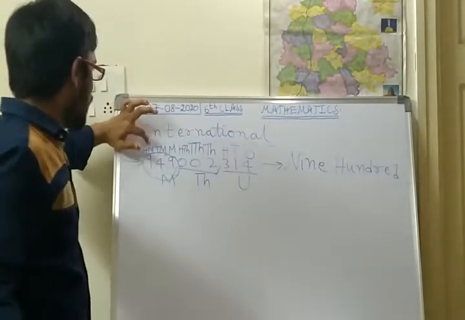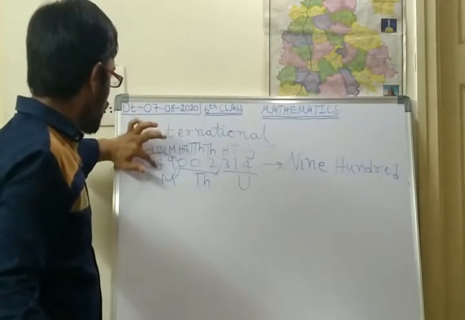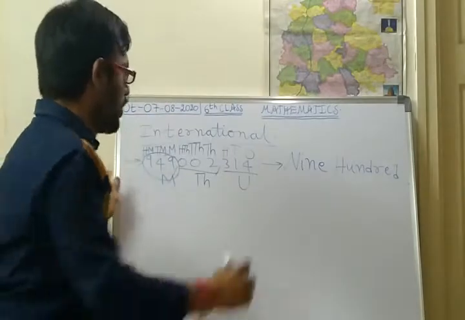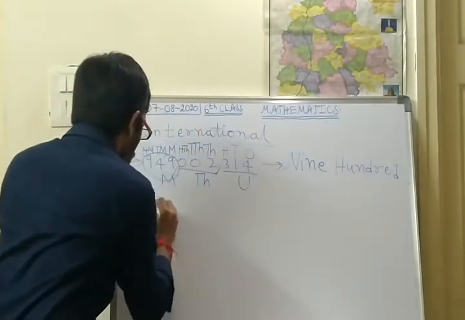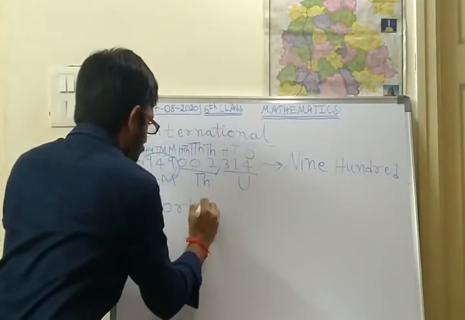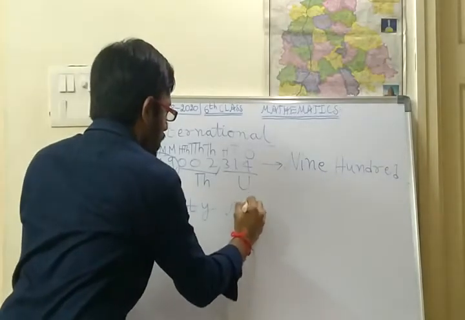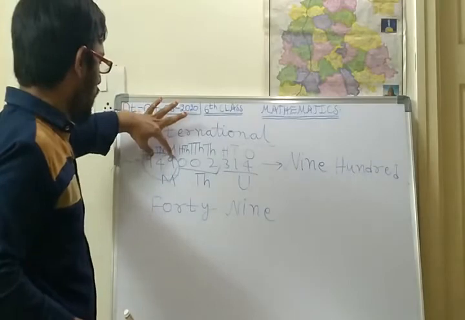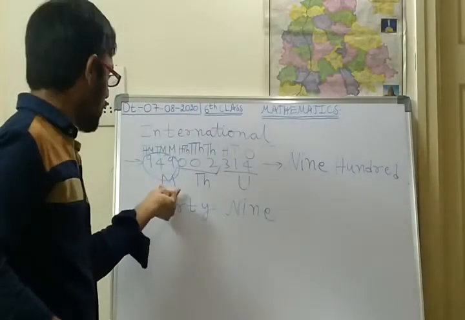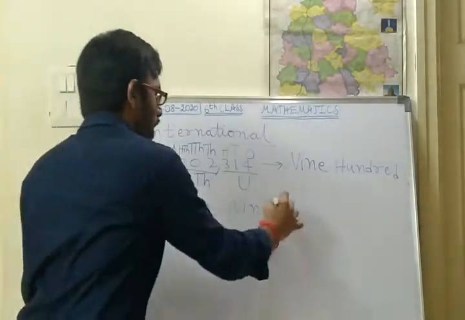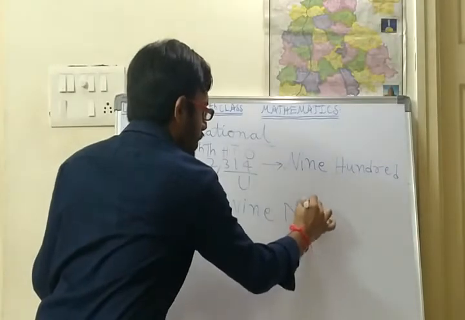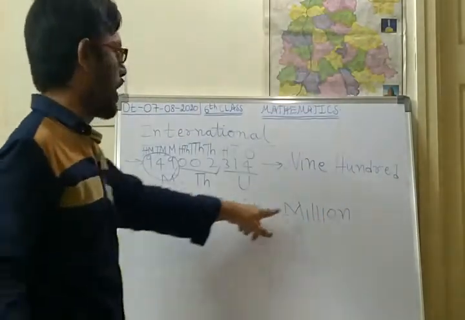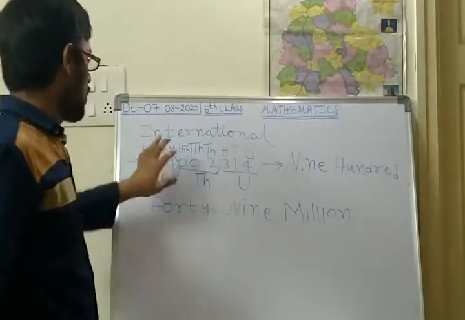After 900, what is it? 4 9 is it. So 4 is in tens place, 9 is in ones place. So 949. So 949 belongs to the millions category. After writing this one, write down now million. 949 million. So with this it is completed.